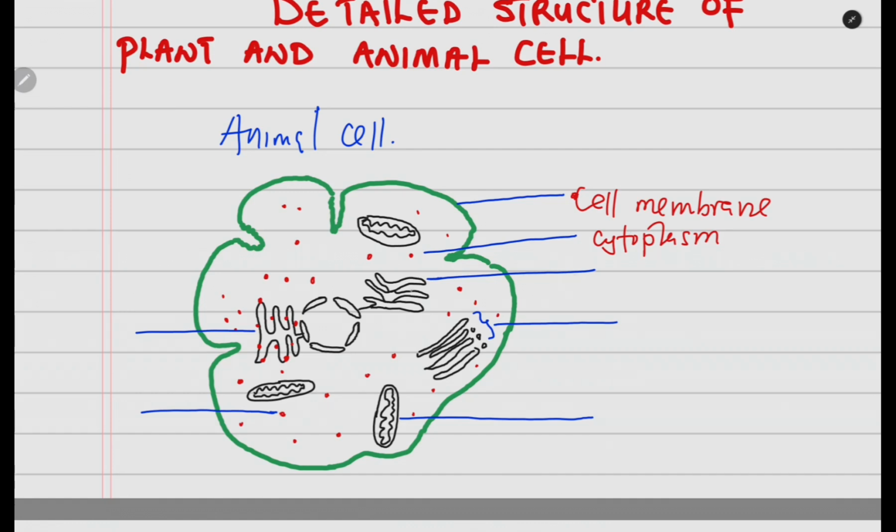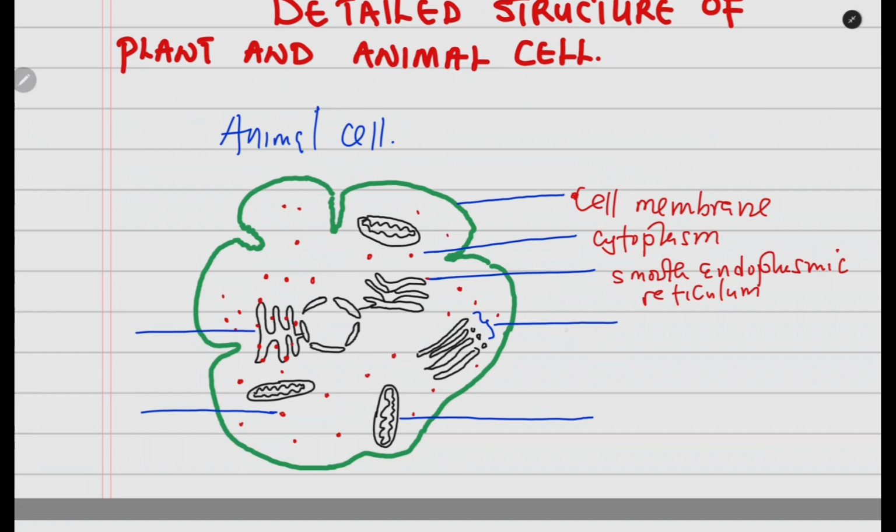Then of course we have these parts. Okay, these parts. What is that part? So that is called the smooth endoplasmic reticulum.